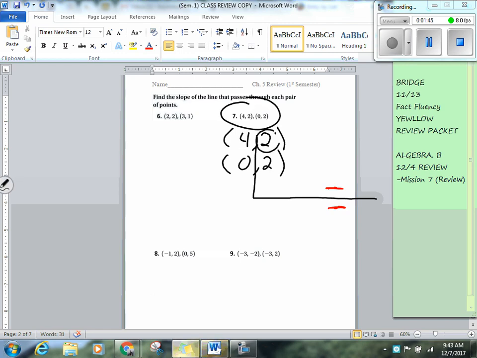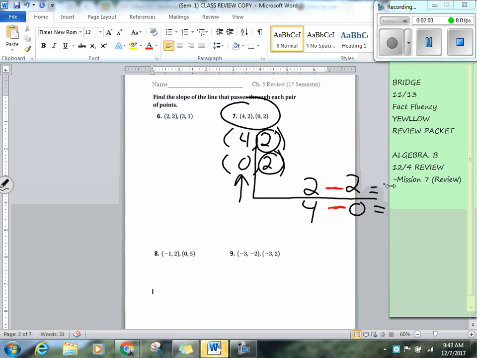I'm going to take this number and put it in front. Second number, put it behind. First number is over here. I'm going to take a 4 and then 0. 2 minus 2 is 0. 4 minus 0 is 4.